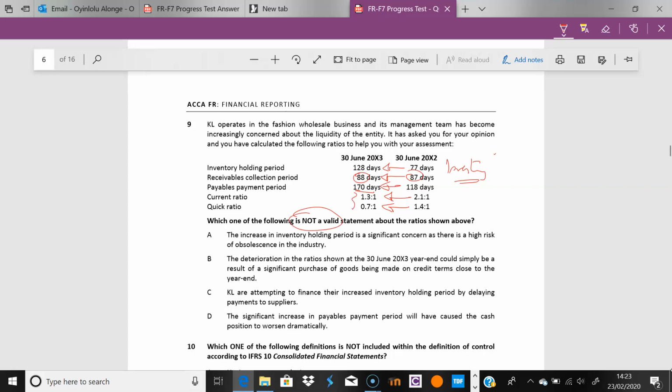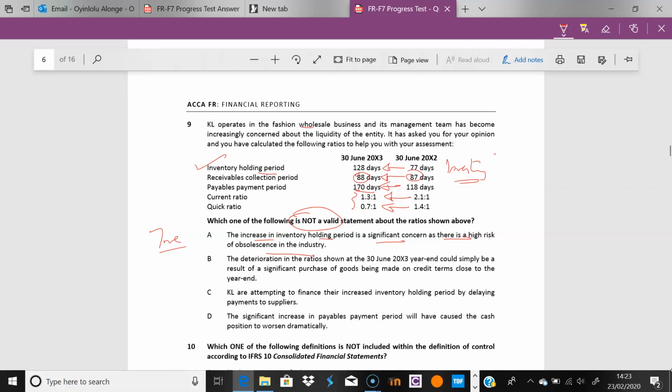The increase in inventory holding period is a significant concern. This is a fashion industry, so you've suddenly taken on all this inventory, the period is longer, as there's a high risk of obsolescence in the industry, and this is true, definitely. This is 128 days for fashion. It's ridiculous. The deterioration in the ratios could simply be, yes, the result. This is actually the answer, but let's look at the others first, and I'll come back to this.